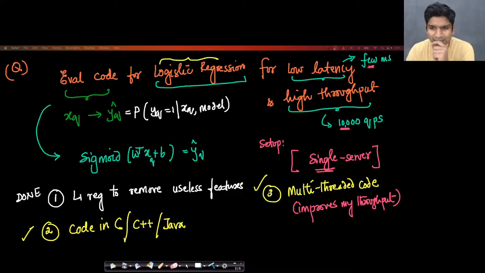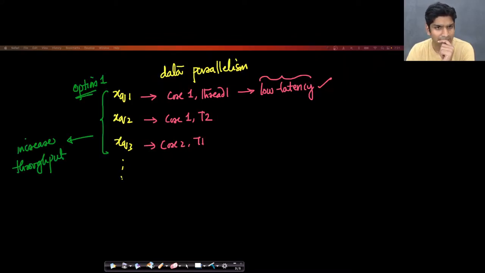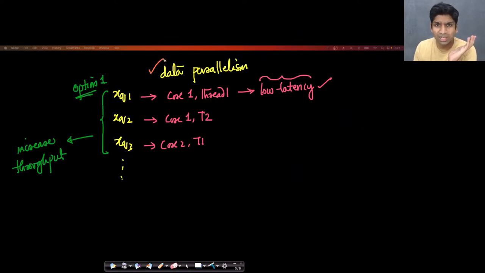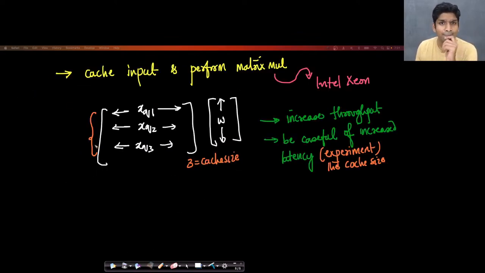Okay, so this is a good idea. This is certainly a good idea. So vectorization, all this, there are always trade-offs, right? So there is always a trade-off, but still good ideas. Data parallelism is certainly a good idea. Caching input is certainly a good idea. Any other ideas?